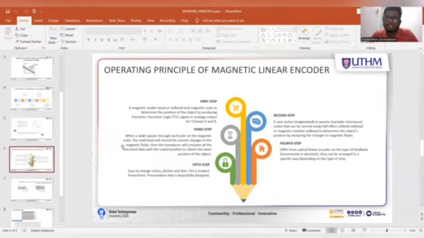Second, it uses active or passive scales that can be sensed using a Hall effect read head or magnetoresistive sensor. Third, the slider passes through each pole on the magnetic scale and produces a signal. It compares all the received data with the coded position to obtain the exact position of the object. Fourth, it differs from the optical linear encoder in the type of feedback.